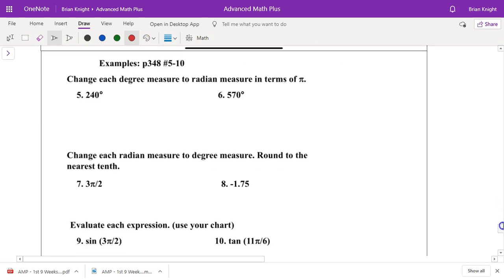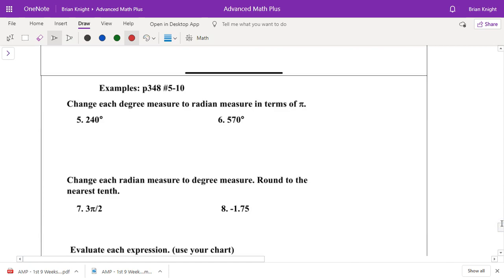So examples, these are on page 348 of your textbook if you want to look. We are just changing degrees to radians and radians to degrees. So it's very, very simple. If you're going from degrees to radians, you multiply by pi over 180.